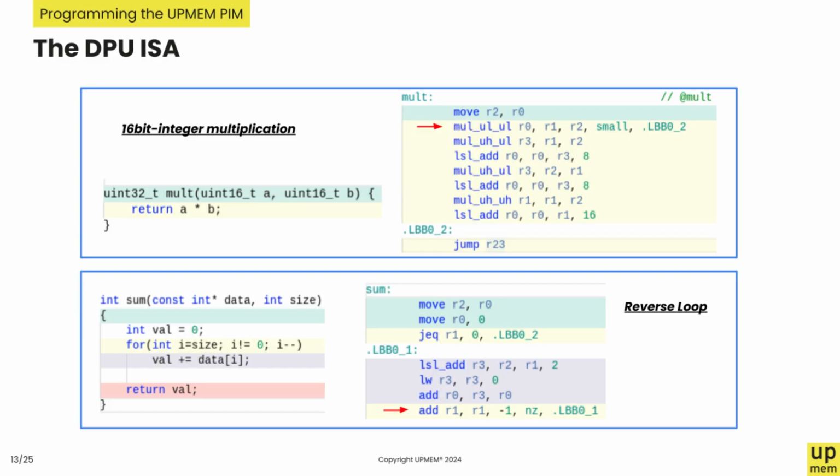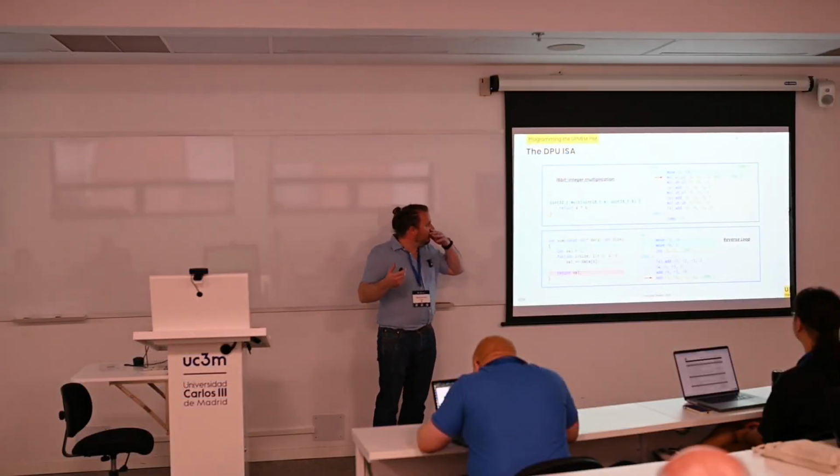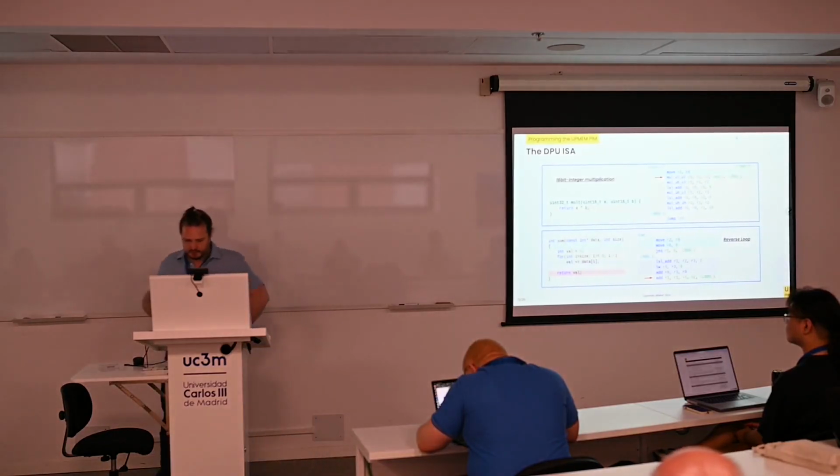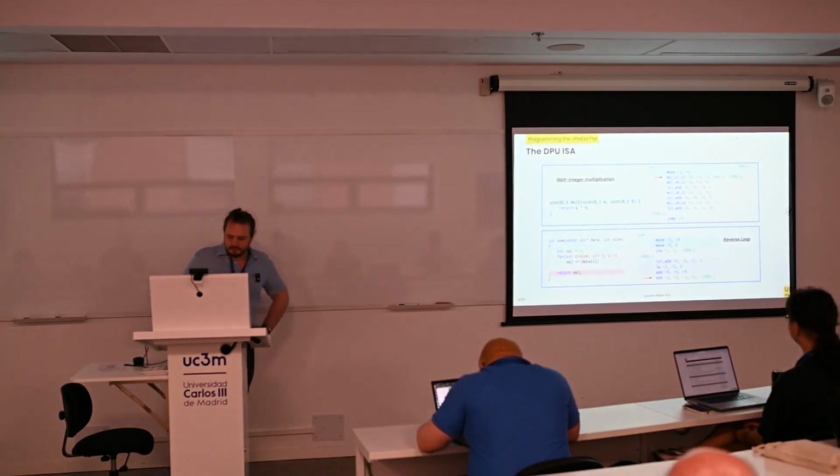But then you see, okay, there's a condition. Condition small is a condition that's true if both operands fit in 8 bits. And we say, okay, I'm multiplying 16-bit integers, but if both my operands fit in 8 bits, then I jump to the end, and I'm done. I don't have to do anything else. So this is quite a powerful feature of the ISA.